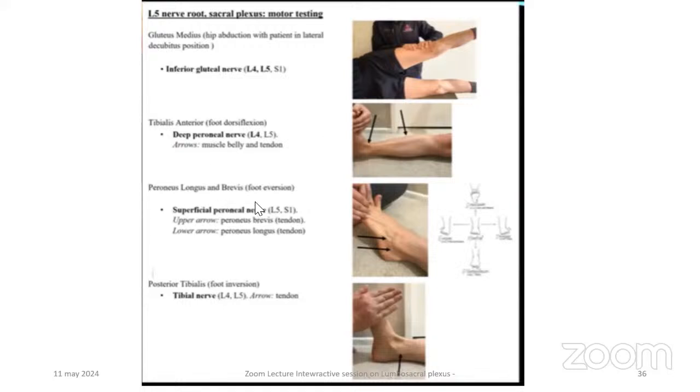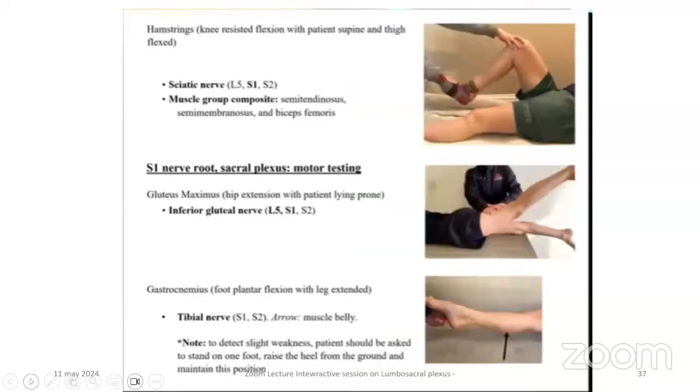The peroneus longus and brevis are supplied by the superficial peroneal nerve, and these are everters. Usually peroneus brevis and peroneus longus, you can see these are the two muscles. The posterior tibial nerve does foot inversion, which is seen here in the lower part. So this is the inversion of the tibialis posterior muscle. So these are the important tests which you have to do in the lower limbs.